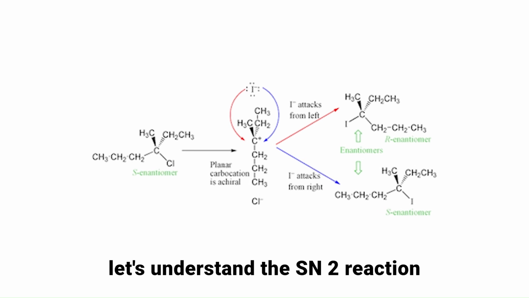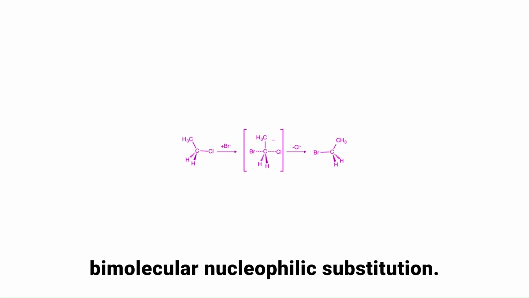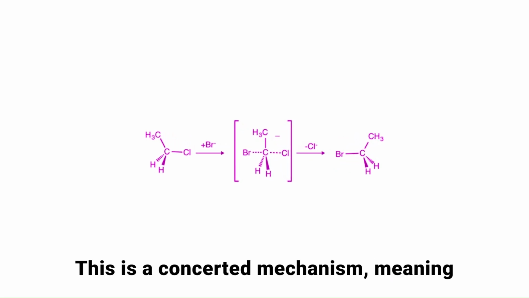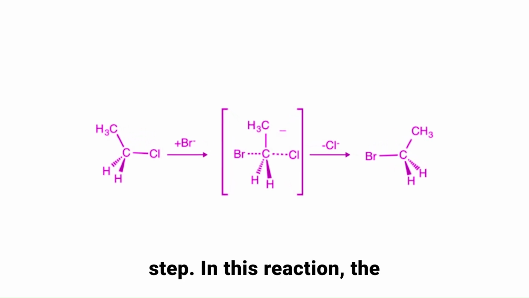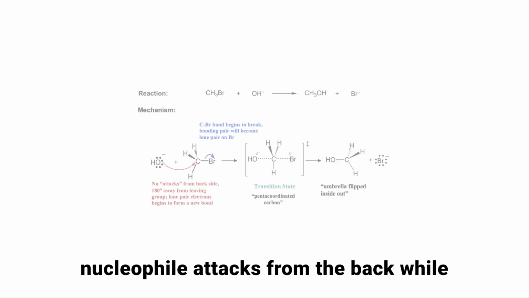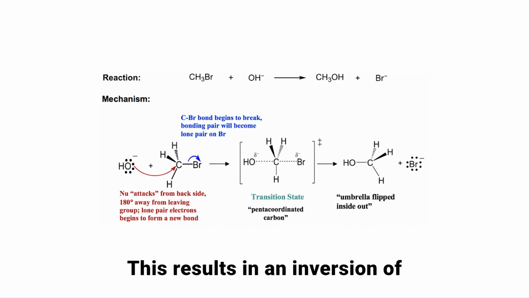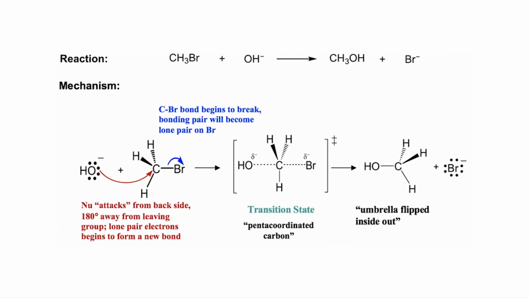Now, let's understand the SN2 reaction mechanism. SN2 stands for Bimolecular Nucleophilic Substitution. This is a concerted mechanism, meaning the reaction is completed in a single step. In this reaction, the nucleophile attacks from the back, while the leaving group simultaneously departs. This results in an inversion of configuration, known as Walden inversion.